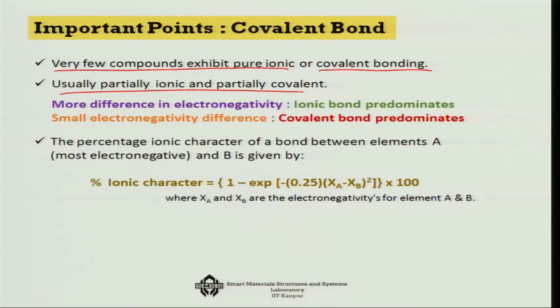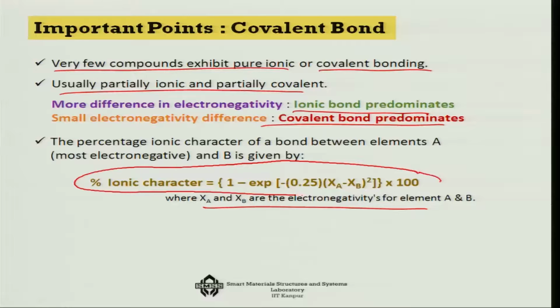If there is more difference in electronegativity between two atoms, ionic bond will predominate, and if there is a small electronegativity difference, covalent bond is going to predominate. The percentage ionic character of a bond between elements A and B, if you know the electronegativity X A and X B, you will know the ionic character percentage of the bond. So, if it is smaller, then covalent is dominating, which means it will be directional. If it is not, then it will be ionic, which means it will not be directional.